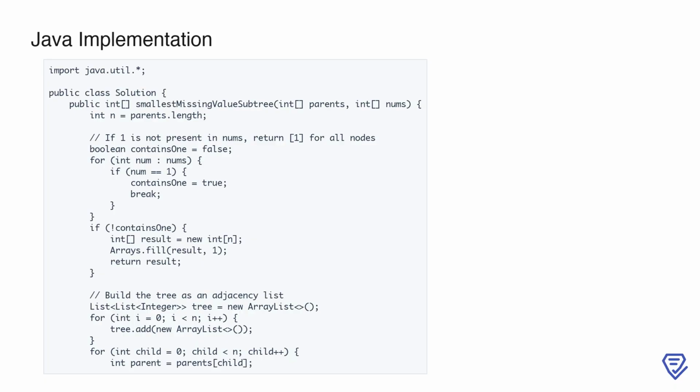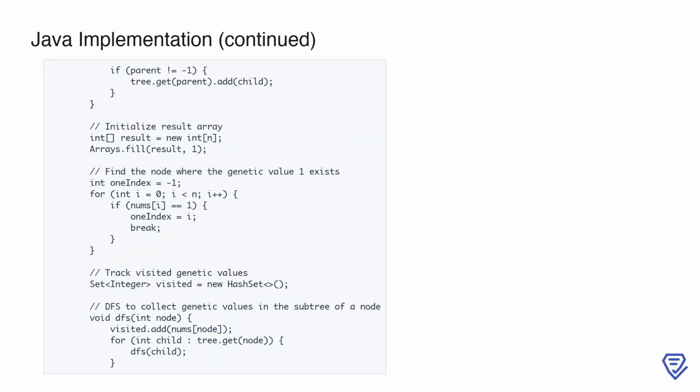We initialize the tree as an array of lists, and for each node, we add its child to the corresponding parent node's list. This will allow us to traverse the tree efficiently in subsequent steps. Once the tree is built, we initialize the result array, filling it with 1 as the default value for all nodes. Next, we determine the index of the node where the genetic value 1 exists.